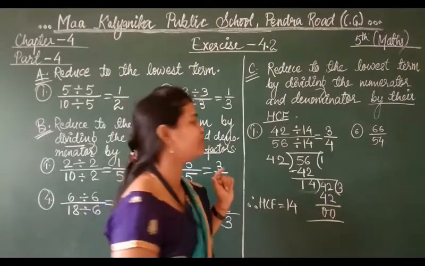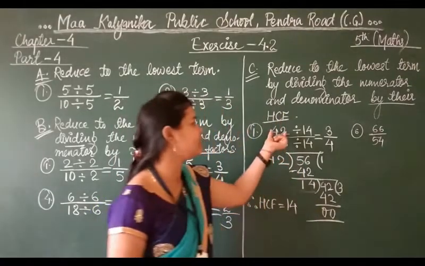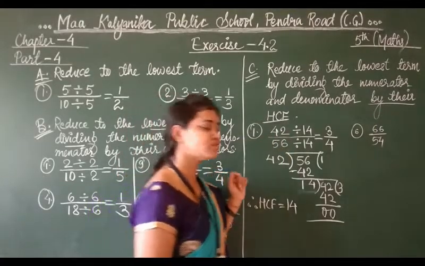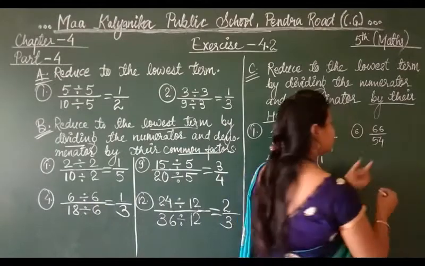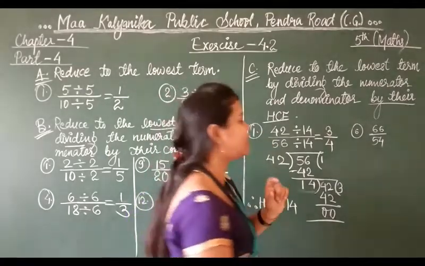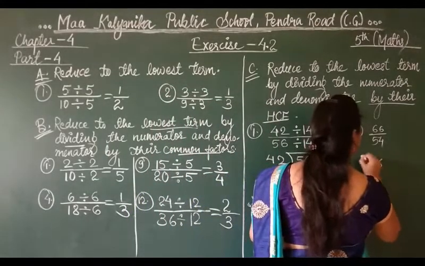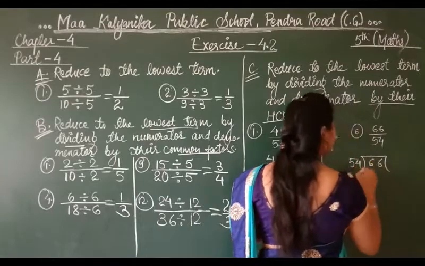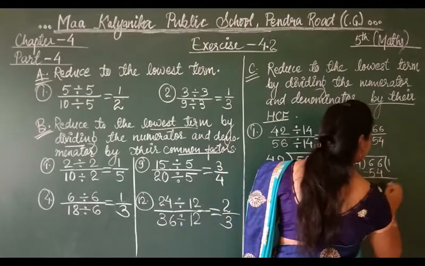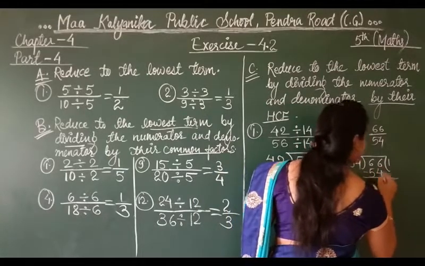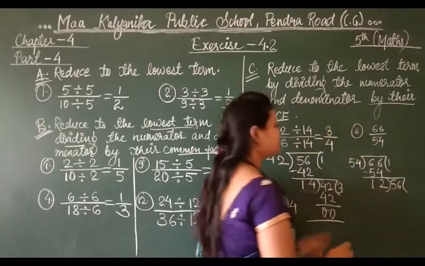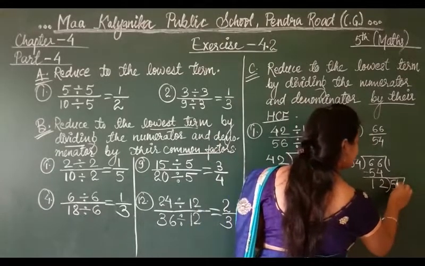In the same way 66 by 54. But don't be confused, students. Here this is the smaller number, this is the greater number. So we have to take both numbers, 66 and 54. 66 is greater, so first we will write 66 here, and then we will divide it by 54. So 54 1s are 54 we will take, of course. 2s will be greater. 6 minus 4 is 2, and 6 minus 5 is 1. Now 12, and divide this 54.